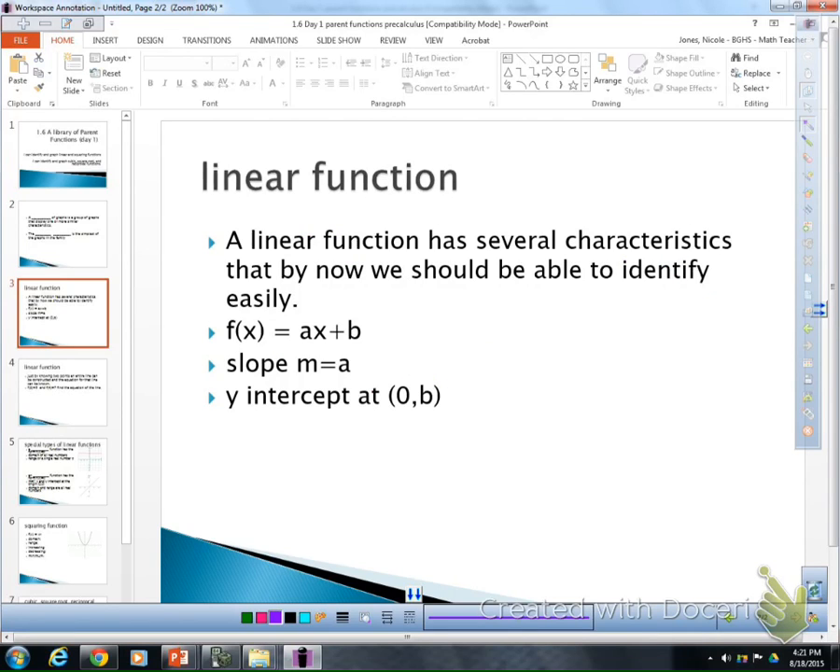A couple of things we need to know about linear functions. A linear function has several characteristics. We are typically used to seeing this form, y equals mx plus b. That is the slope-intercept form, but we don't always have to use m and b. This example, f of x equals ax plus b, is the form your calculator uses where it replaces the m with a. And the y-intercept is (0, b).